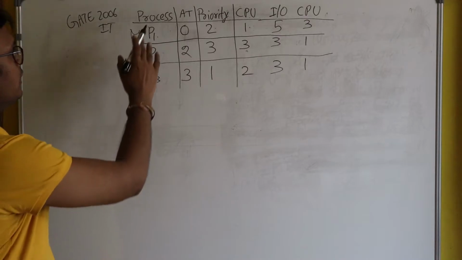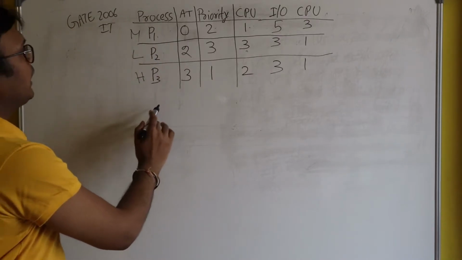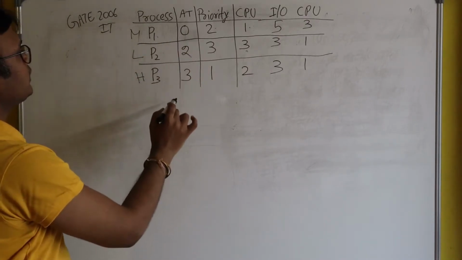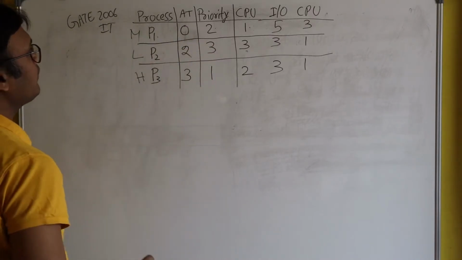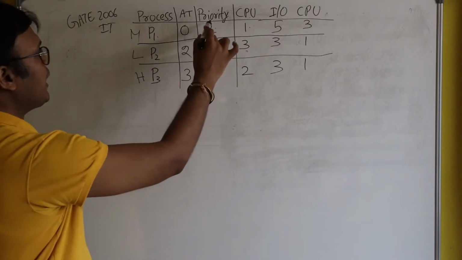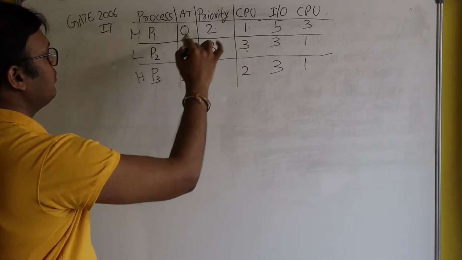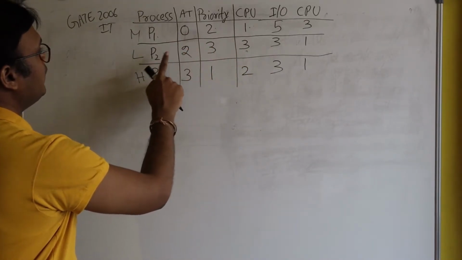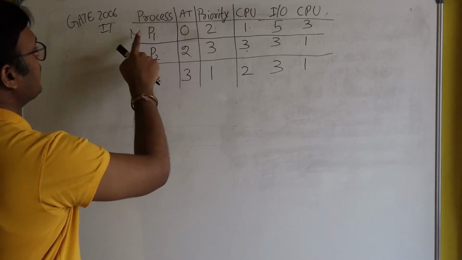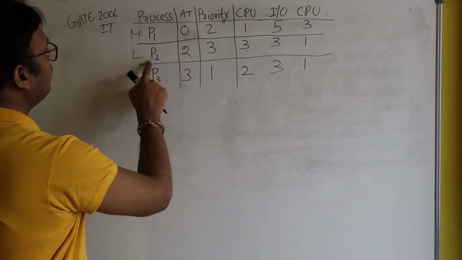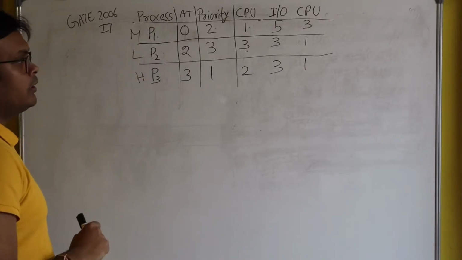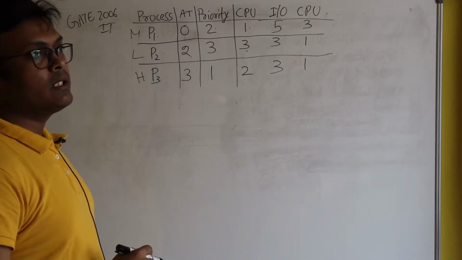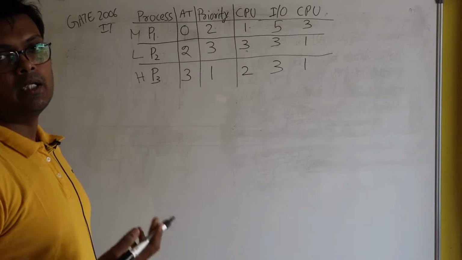Here you see three processes are there and the arrival times of all these three processes are different, 0, 2 and 3. And moreover here you see priority is given. P3 has the highest priority of 1, P1 has the second highest priority of 2, and P2 has the lowest priority. It means what? Lesser the priority number, higher the priority is.